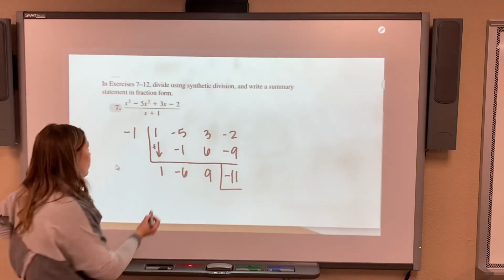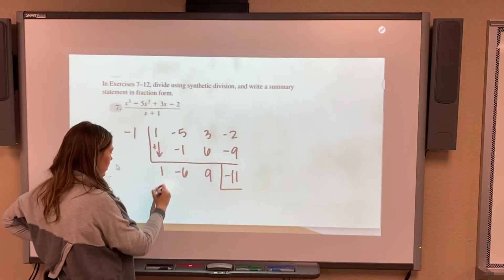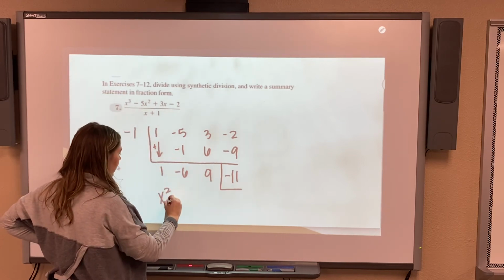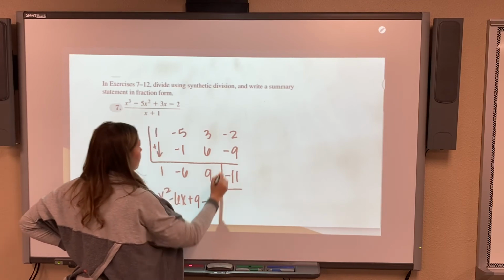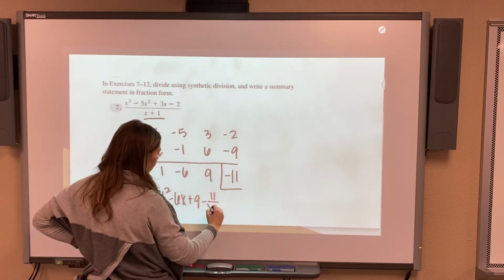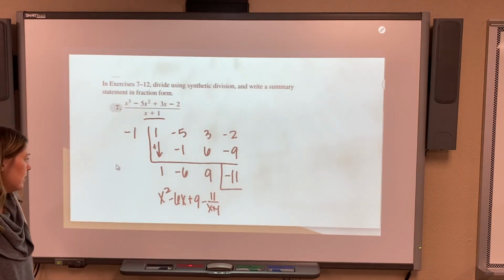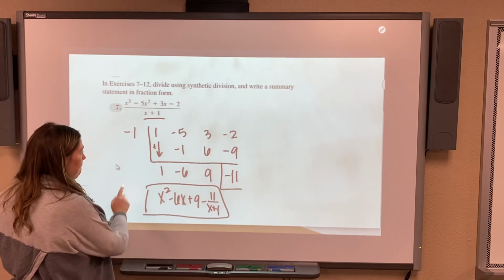So if we wrote it in summary in fraction form, we started with a cubic, now we have a quadratic. This is a 3, now it's a 2. So we have x squared minus 6x plus 9, and then minus 11 over our divisor, which was x plus 1. So that is your answer.